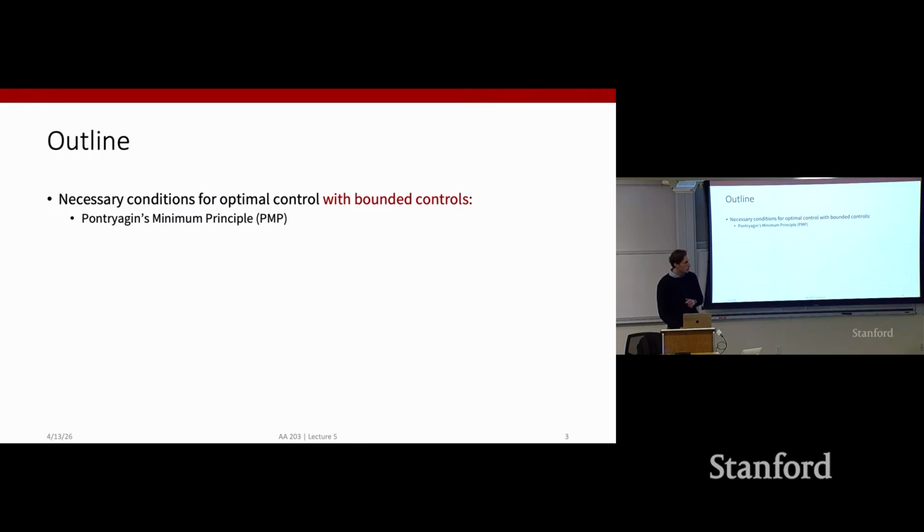Specifically for today, we will start by extending the optimality conditions which we introduced last time, which assumed that we had unbounded controls. Today we will be extending those optimality conditions for the case of bounded controls, which is a very common constraint to have in practice when you're dealing with optimal control problems. And we will see how this leads towards the celebrated Pontryagin minimum principle.